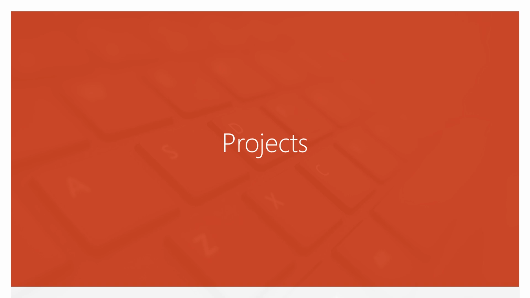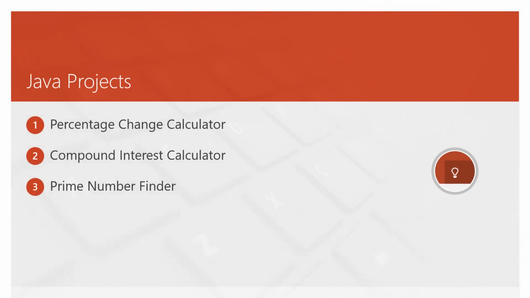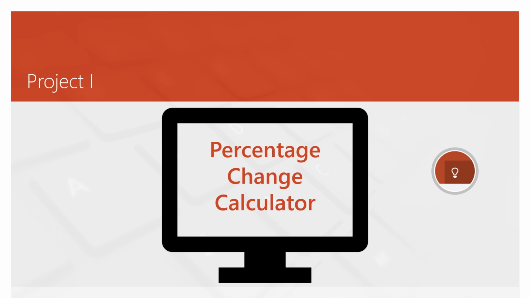Next, we'll start work on our projects. For projects, we will create a percentage change calculator, a compound interest calculator, and a prime number finder app. Our first project is the percentage change calculator.